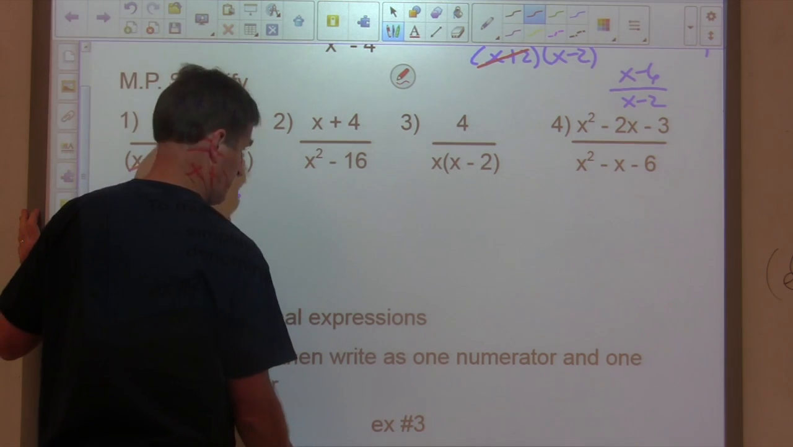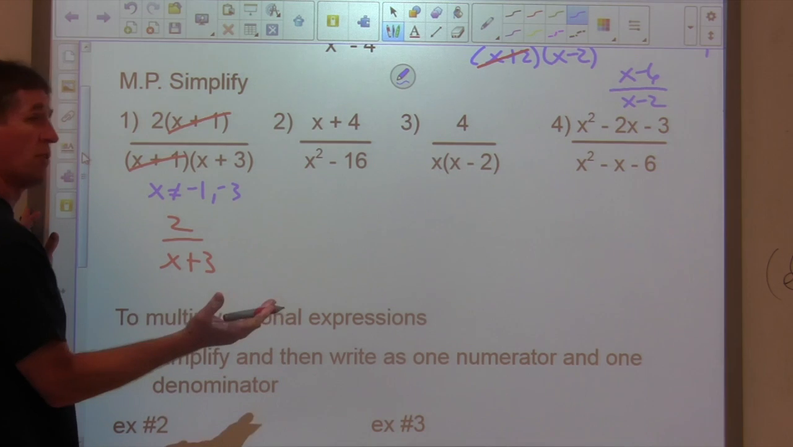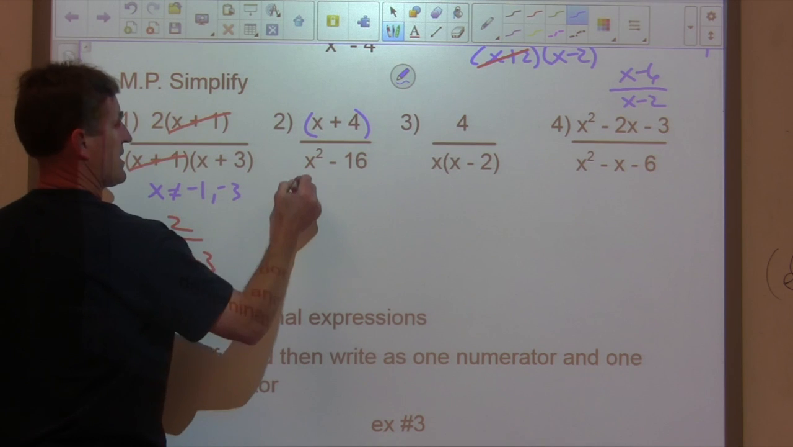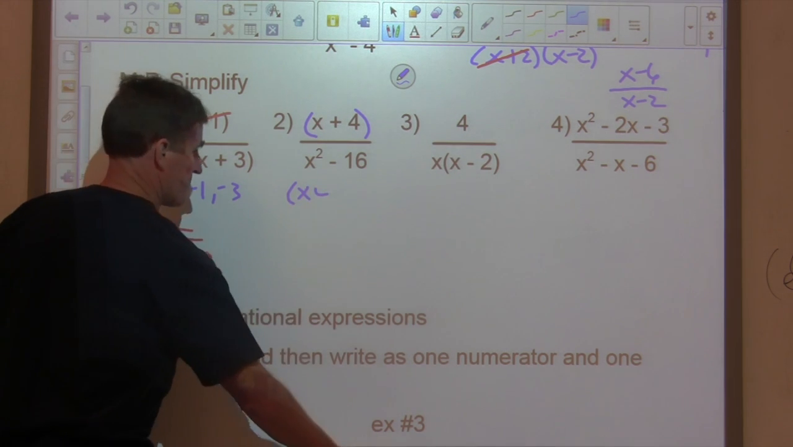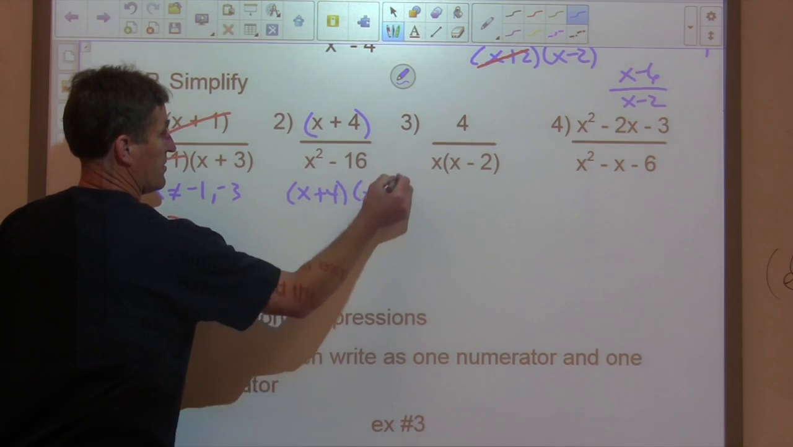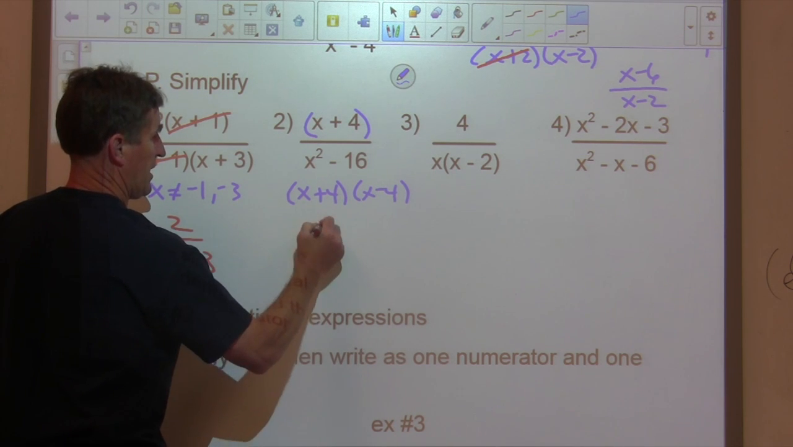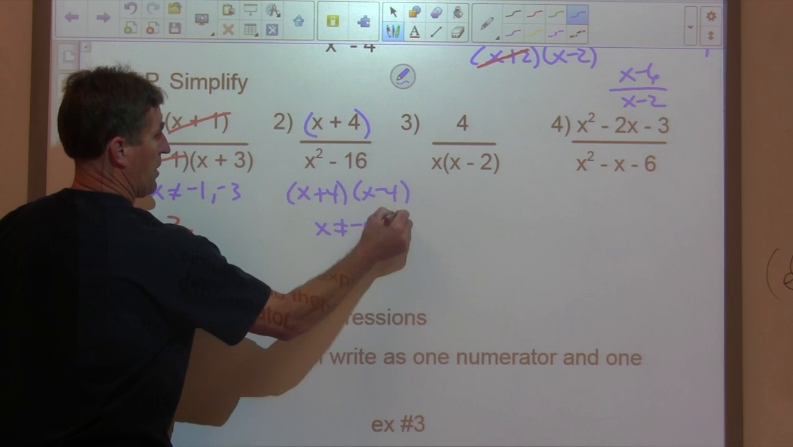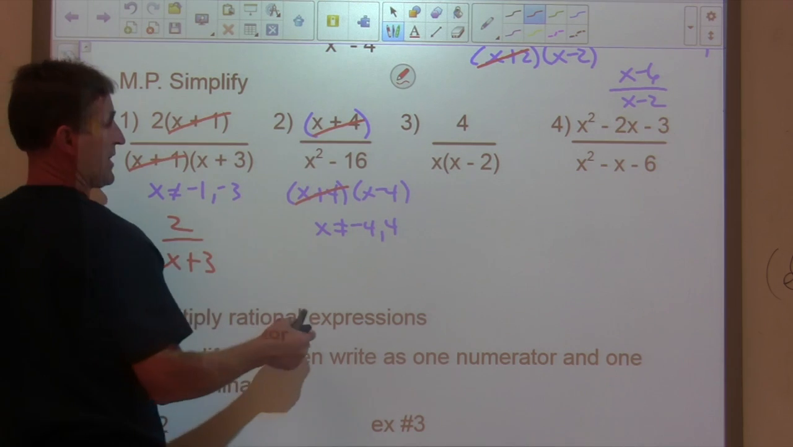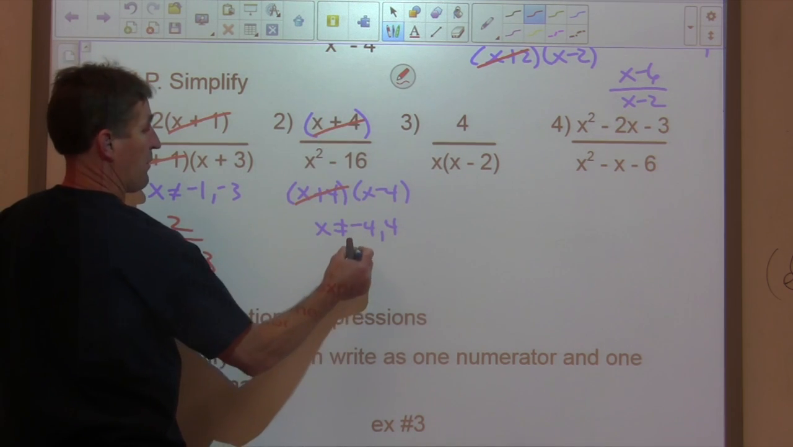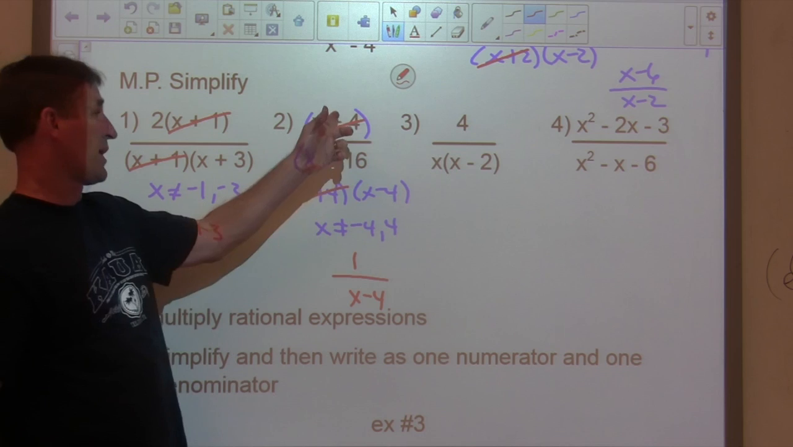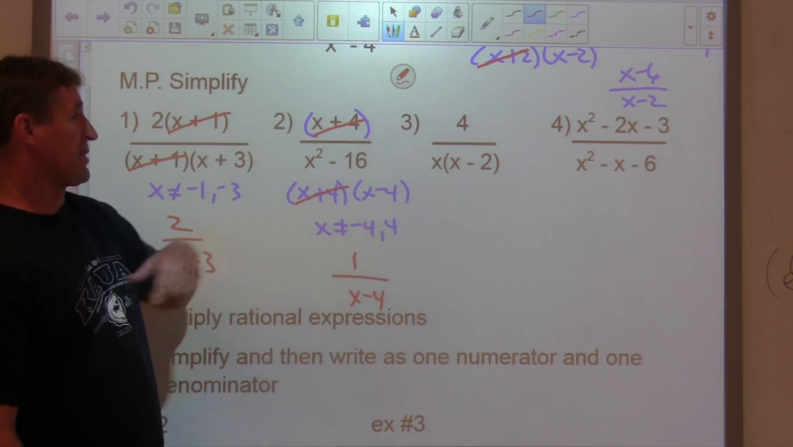The second one, I can't factor this, so here's a good habit to get into. If I can't factor something, put parentheses around it. X squared minus 16 is the difference of two squares. So that factors into x plus 4 times x minus 4, so my restrictions would be x cannot equal negative 4 or positive 4. Cancel like factors. Now if it cancels on top and there's nothing left, it just doesn't eliminate. That would be a 1 on top, and then on the bottom I'm left with an x minus 4. I see all the time people will cancel this. Since there's nothing up there, they'll just write x minus 4 as their answer.